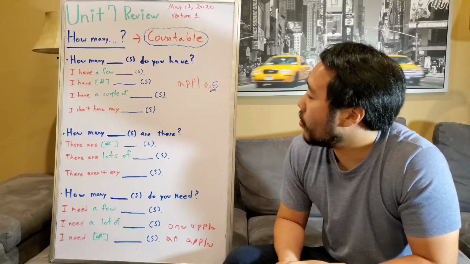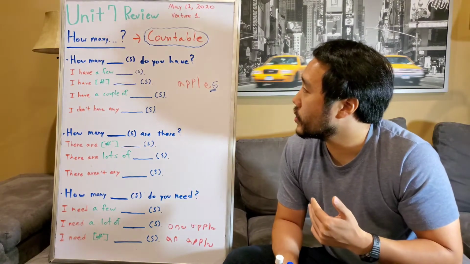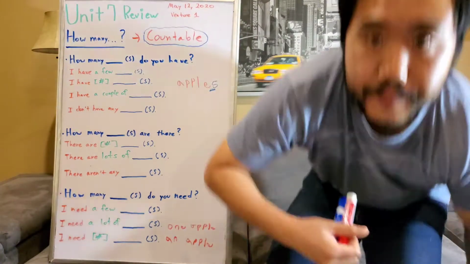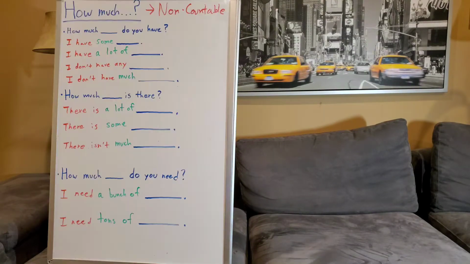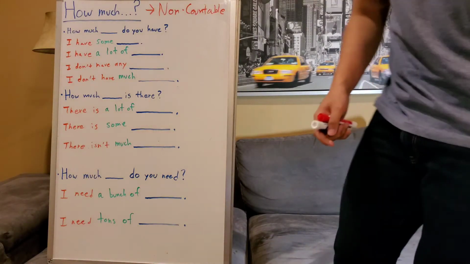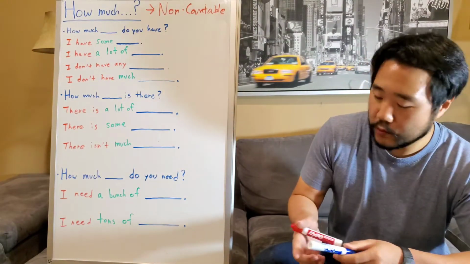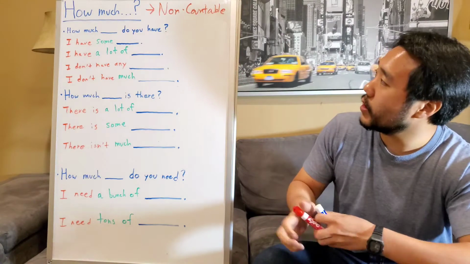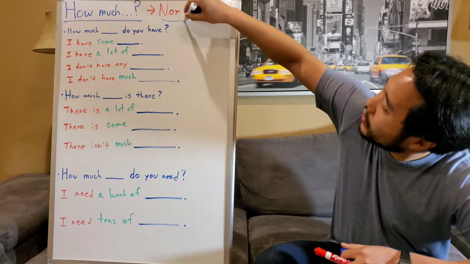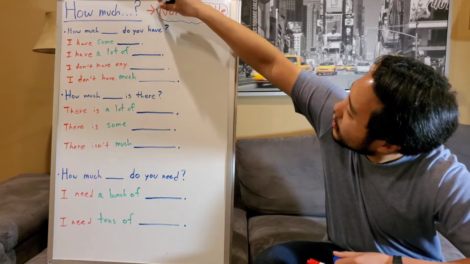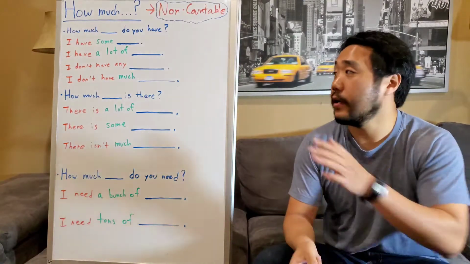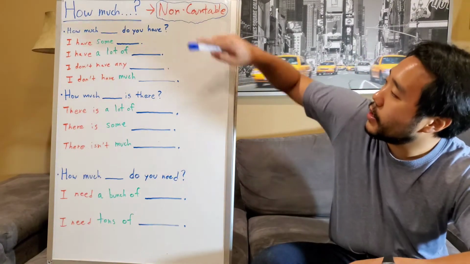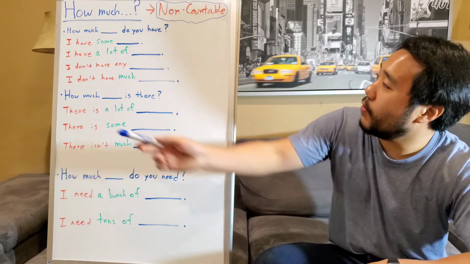And now, we're going to talk about the how much question for non-countable nouns. Okay, so we form a question called how much for non-countable nouns. Right here, non-countable. So same thing, I made a few questions with how much, and I have sample answers that go along with it. So here we have, how much do you have? How much blank do you have?